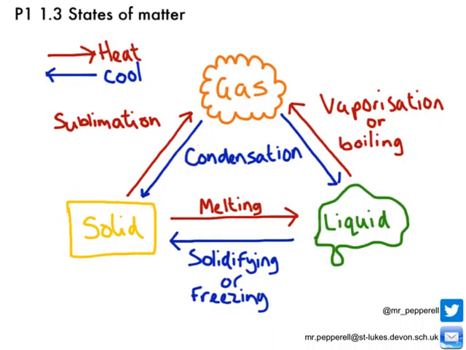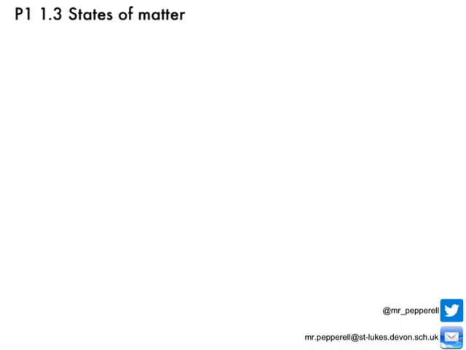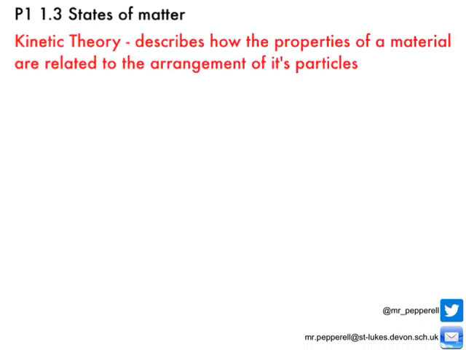So perhaps just pause this, have a little look, and make sure you're familiar with the terminology of how one state of matter can be changed to another. So why do these changes actually happen? Well, it's all down to the particles the material was made of and something called the kinetic theory of matter. Okay, the kinetic theory of matter, as it says here, describes how the properties of material are related to the arrangement of its particles.